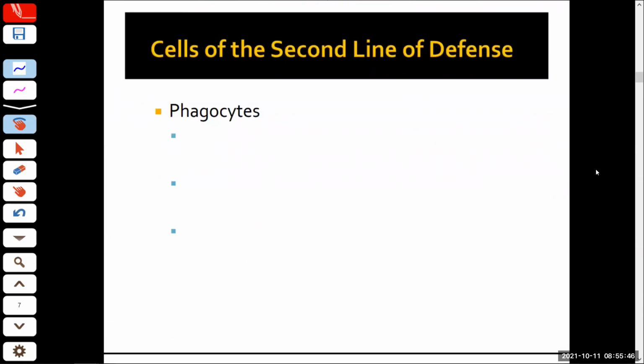Next up are your phagocytes. You probably heard of phagocytes before. Phago, does anybody know what phago translates to? Eat. These are cells that eat. Cells that eat foreign pathogens. Okay, so these cells can eat.